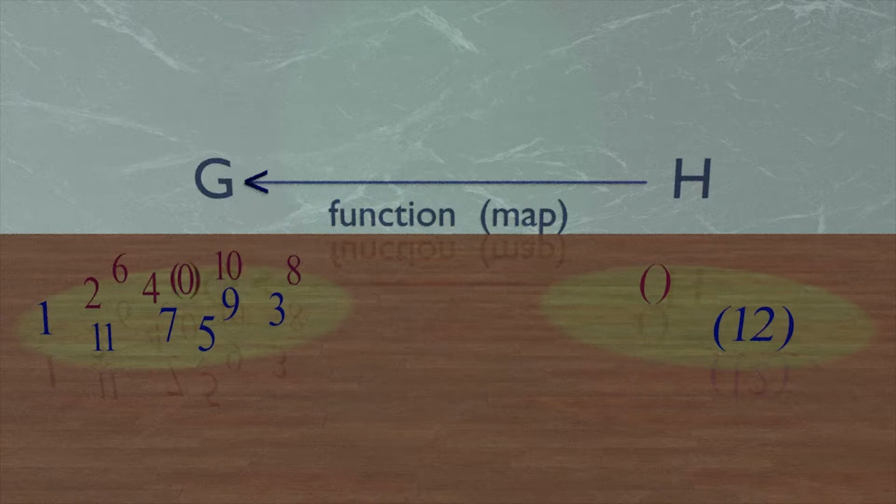Where would the identity map back to? The 0? The 2? 4, 6, 8, 10? So it's easy to see this map does not go both ways. There is no inverse function. Let's go on with our example using D6.